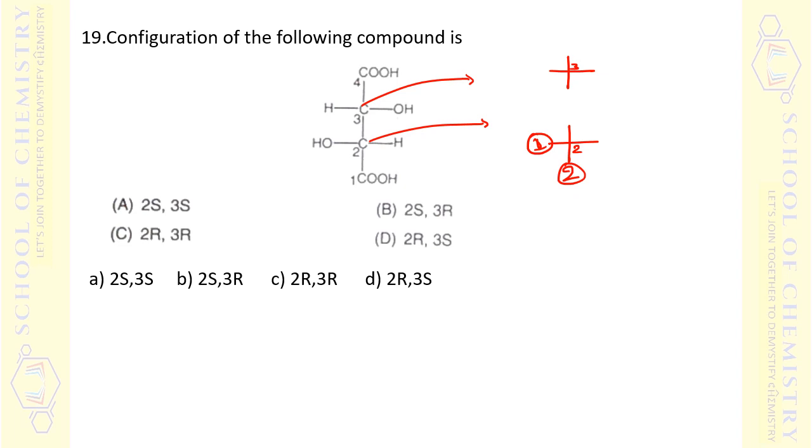Hydrogen always takes the last priority, and therefore this third carbon atom should take the third priority, and the fourth priority group will be hydrogen. Now if I trace this path, I can see 1, 2, 3; the fourth group I can just neglect while determining whether it is anti-clockwise or clockwise rotation.